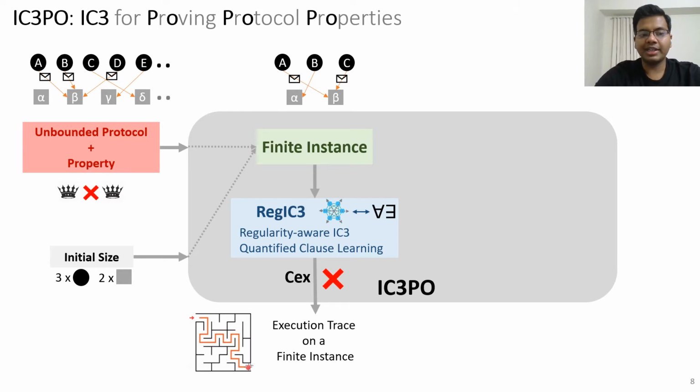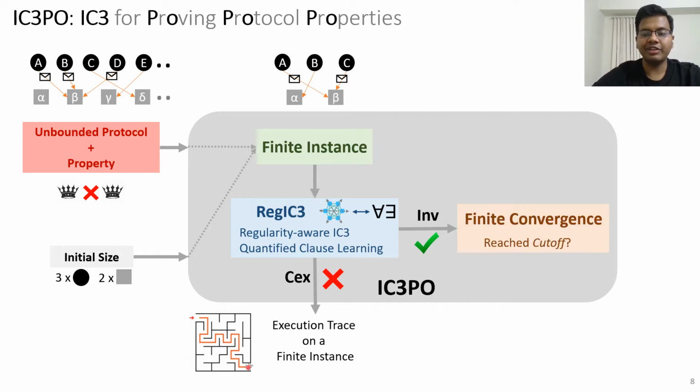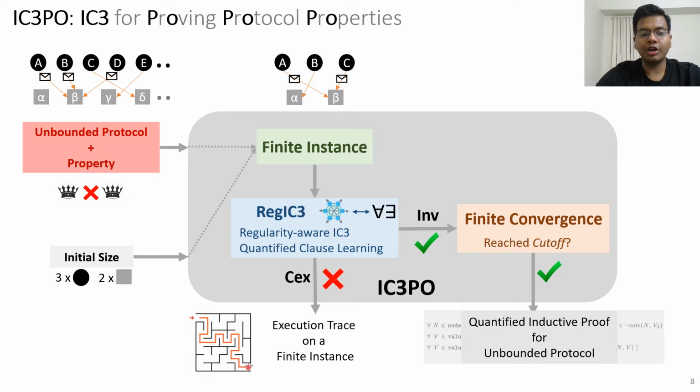If a counterexample is encountered, we get an execution trace that shows how to reach the bug. Else IC3PO derives a quantified inductive invariant. The next step is to check, have we reached cutoff? That is, have the protocol behaviors converged? If yes, IC3PO outputs the inductive invariant as a quantified proof for the unbounded protocol. Otherwise, IC3PO automatically goes to a higher size to include protocol behaviors missing in the current finite instance.